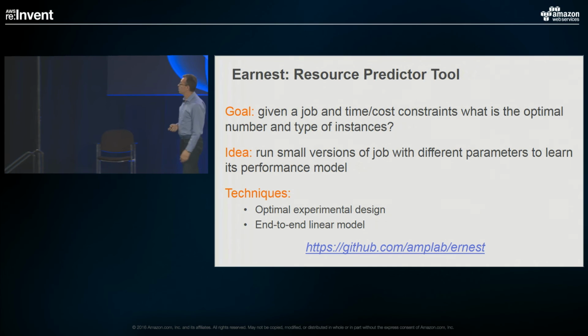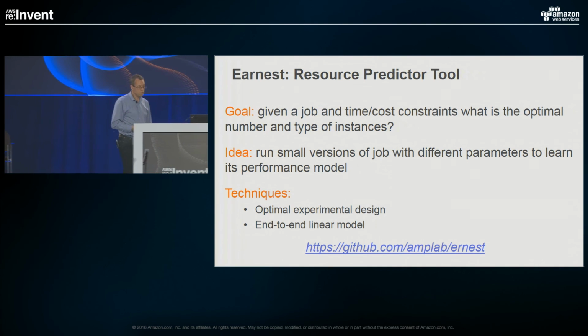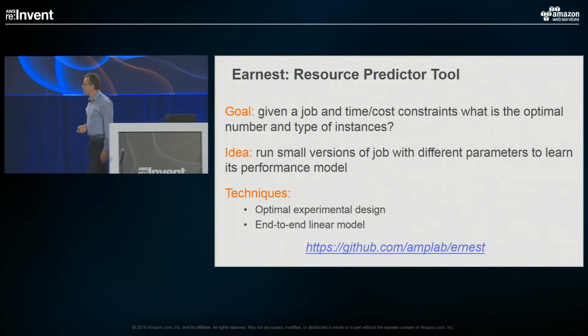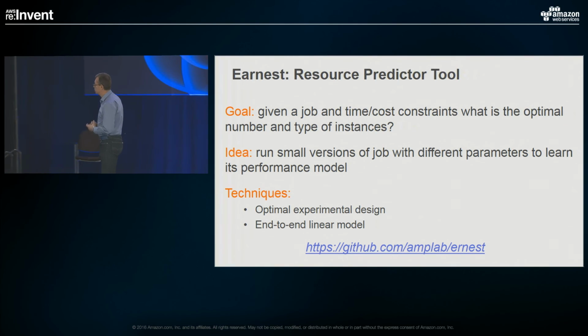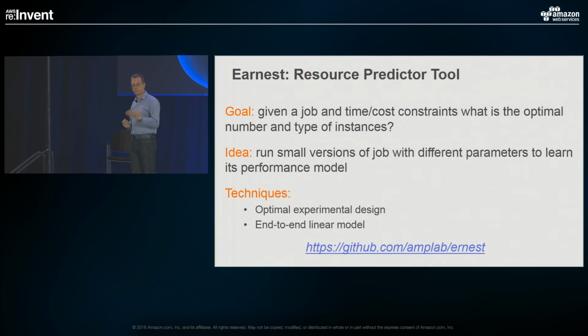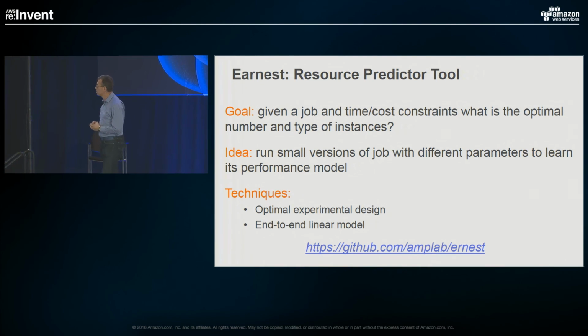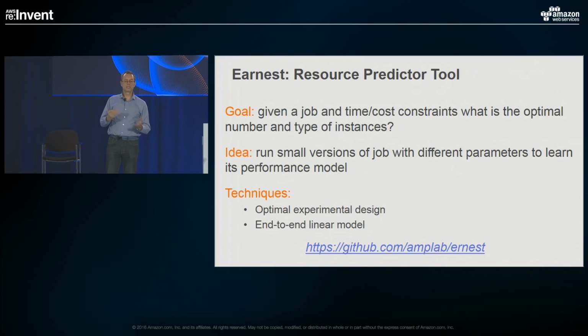Okay, so now what are you going to do about it? We developed at Berkeley a tool called Ernest, and it's available. It's an early release, so please go ahead and check it out. The goal of this tool is that, given a job, it tells you how many instances you should use to run your job, and what type of instances and how many.